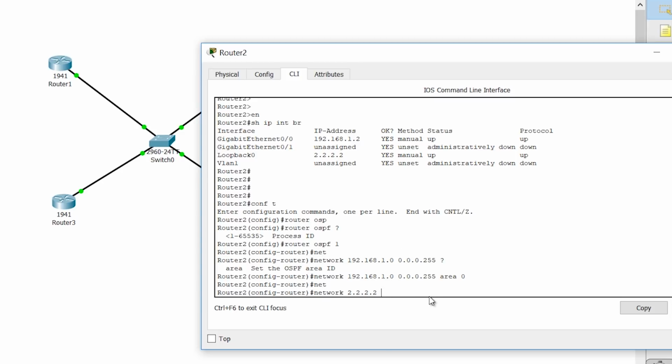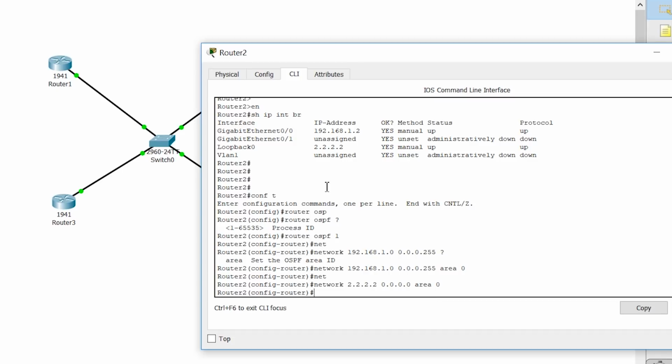Now let's advertise the loopback. So we say 0.0.0.0. That means we're telling match all the octets, all the 4 octets, and area 0. That's it. Go back to 1.